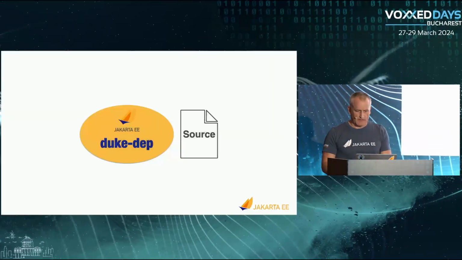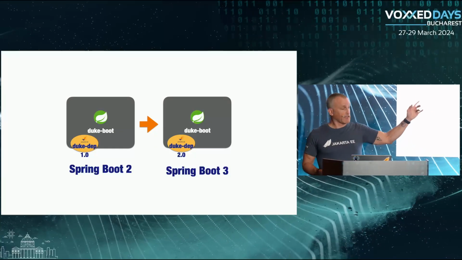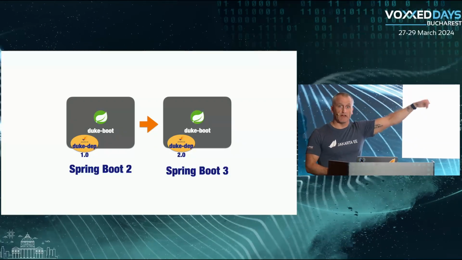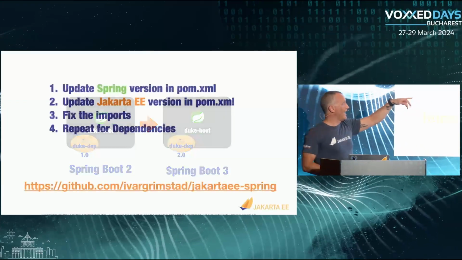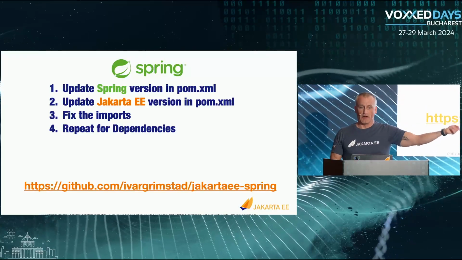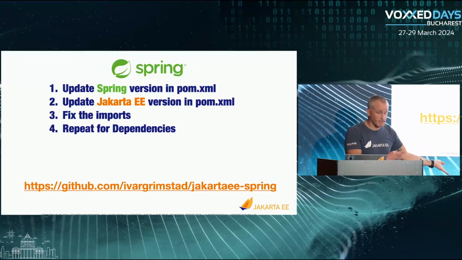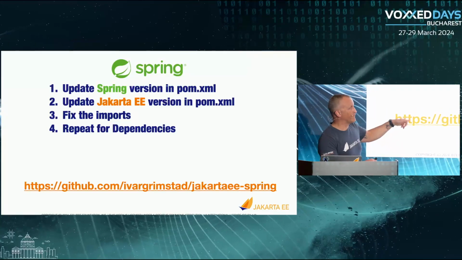And it turns out that, so what I've done so far to get there is I took this Duke dependency, migrated it over to version 2.0, run it on Spring Boot 3, and the steps I did were I updated the Spring version in the POM, I updated the Jakarta EE versions where I had one, I fixed the imports, and I repeated for the dependencies.